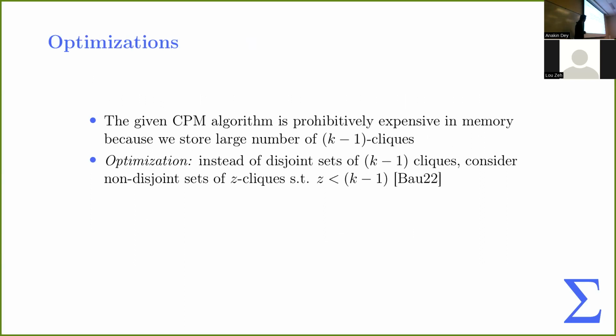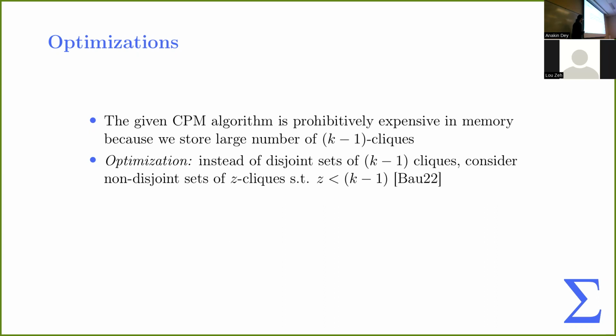Optimizations. The CPM algorithm is prohibitively expensive in memory in particular, because we store a large number of K-1 cliques. So what the paper suggests is, let's not use K-1 cliques, let's use Z cliques. Z is an arbitrary number which is smaller than K-1. And we change our algorithm to do non-disjoint sets of smaller than K-1 cliques instead of disjoint sets of K-1 cliques.